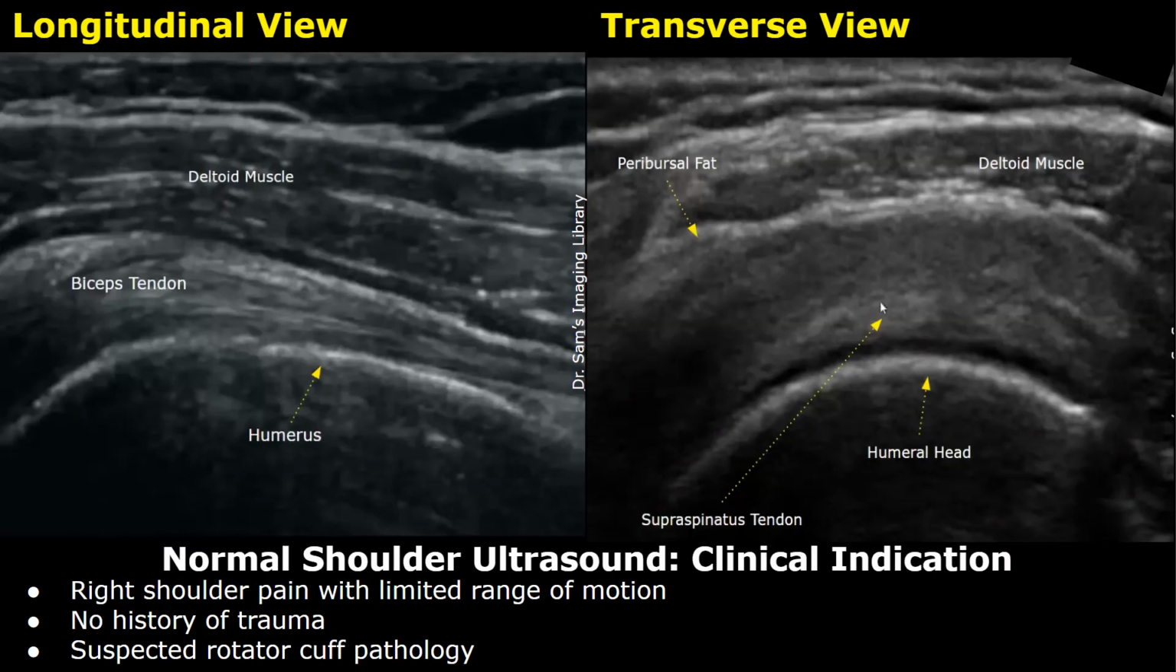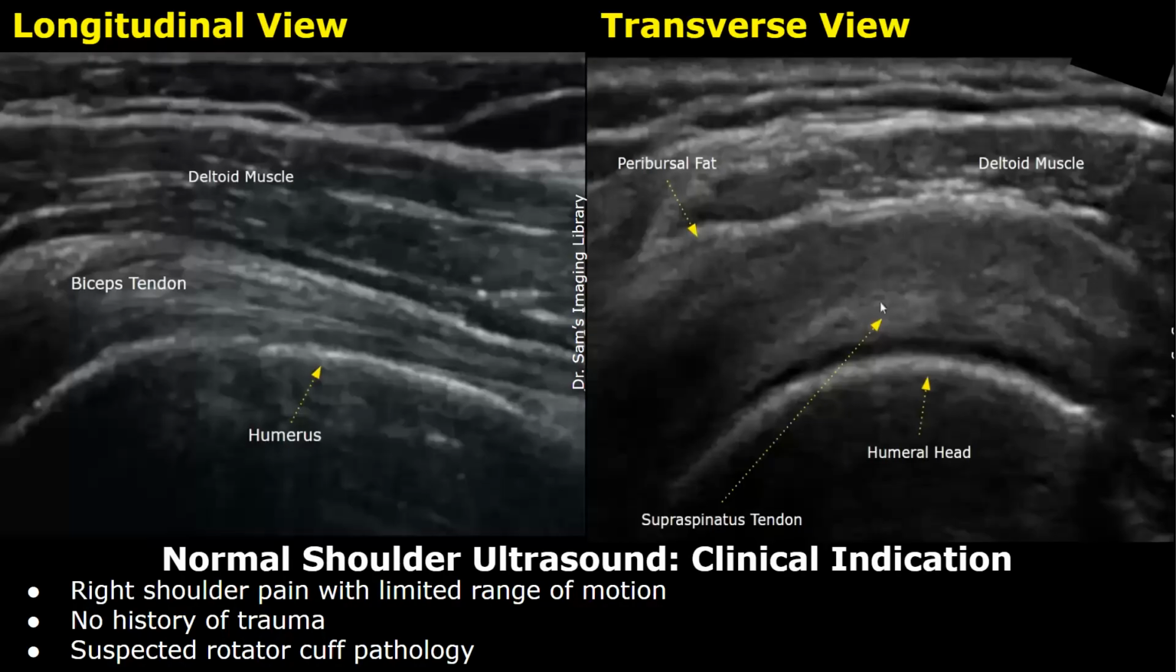You will learn how to write ultrasound reports regarding shoulder pathologies. The reports will include the findings, impression, and recommendations. We will start with a normal shoulder ultrasound report.